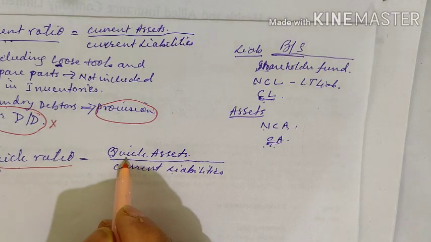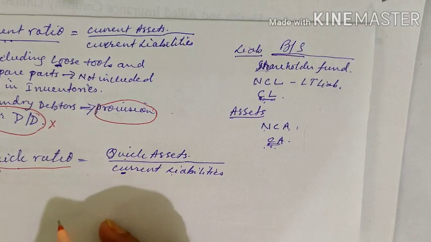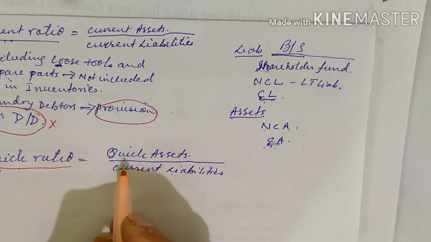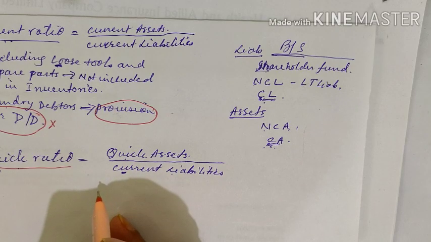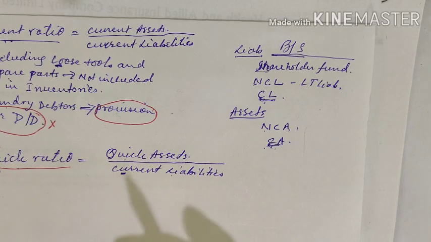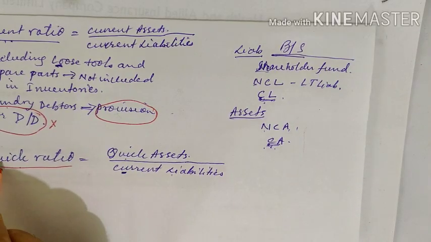Those assets which can be converted into cash immediately. Like say debtors. Who are the debtors? The customers to whom goods were sold on credit. Now what is the next step from the debtors? Receiving money. Debtors need not be converted into any other form. They can straightaway get converted into cash. So debtor is your quick asset.